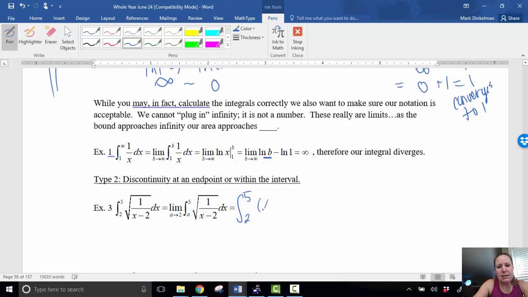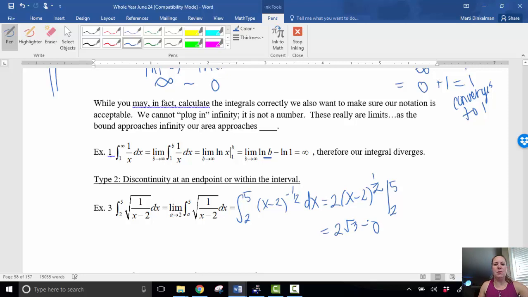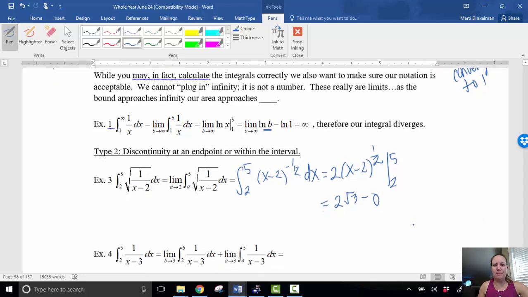And let's think of this as x minus 2 to the -1/2. Okay, so let's add 1 to the exponent, so that becomes +1/2. Divide by the new exponent, but I don't really want to divide by 1/2. I'd rather put a 2 here, and then 5 to 2. So we can actually see that if we had not even known that this was an improper integral, it wouldn't make a difference at this point because plugging in 2 is no longer a problem. So we're going to get 2 and 3 to the 1/2, and then we're going to get -0. So that one converges to 2√3.